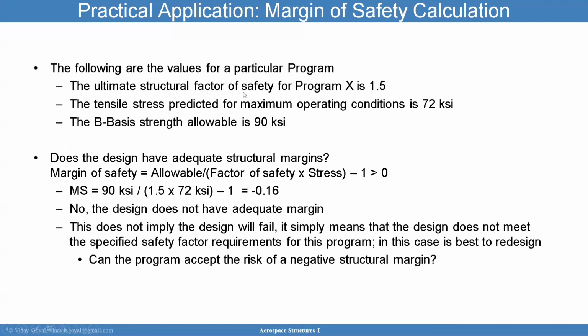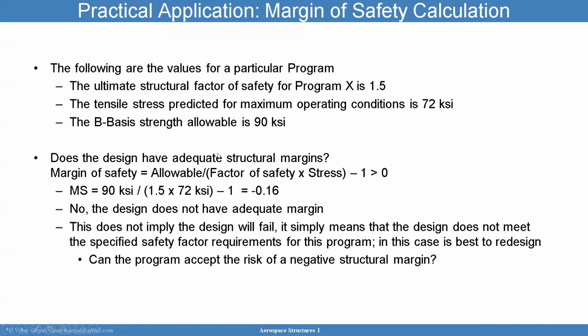So here's a practical application. The following are the values for a particular program. Program X uses a 1.5 factor of safety. The tensile stress is predicted at maximum operating conditions of 72 KSI. The B-basis strength allowable, which I had just calculated, is 90 KSI. And the question is, does the design have adequate structural margins?